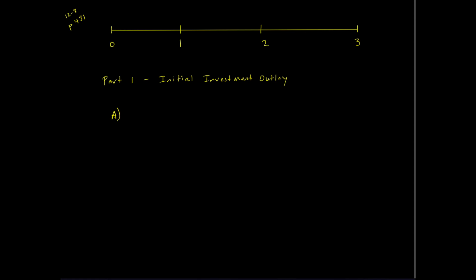Problem 12.8 is a lengthy problem, and we combine what we learned in problem 12.1, 12.2, and 12.3. Remember, there are 3 parts to new project analysis, so what I'm going to do in problem 12.8 and problem 12.9 is divide these problems into 3 separate videos. The first one for each problem is going to be calculating initial investment outlay.